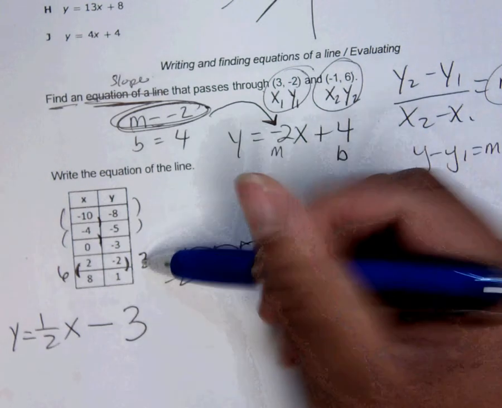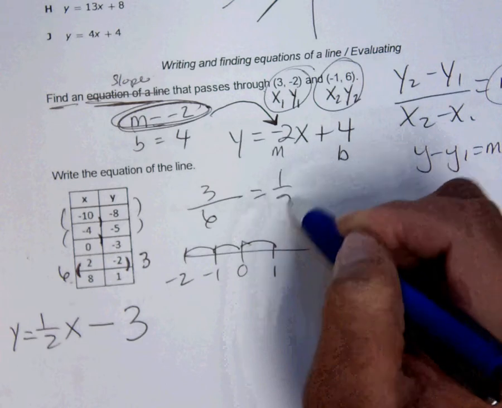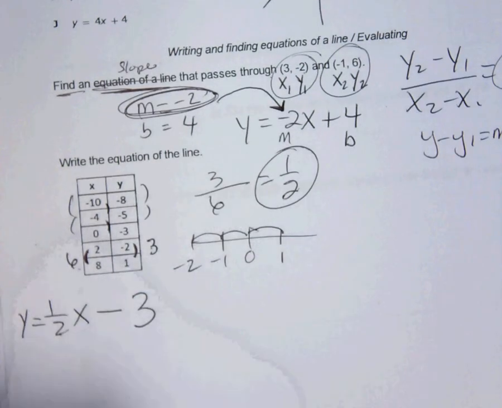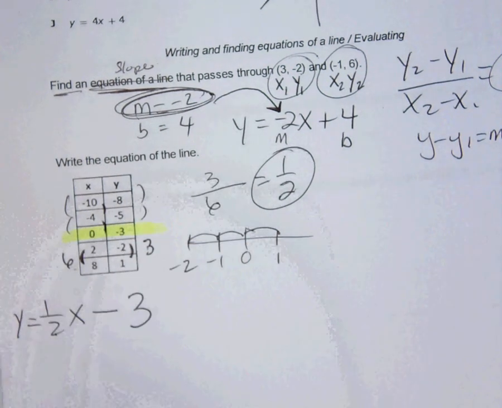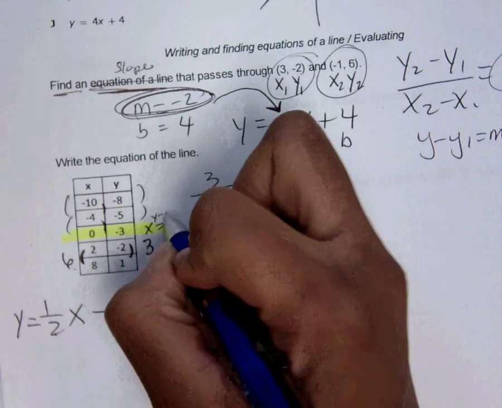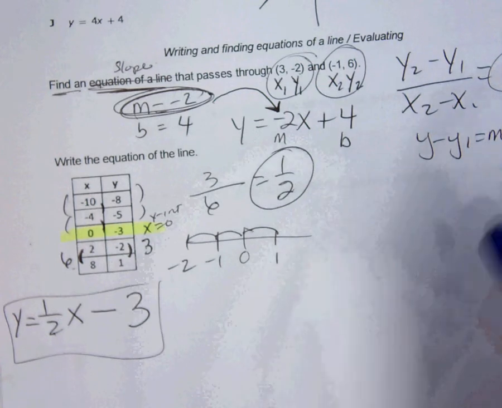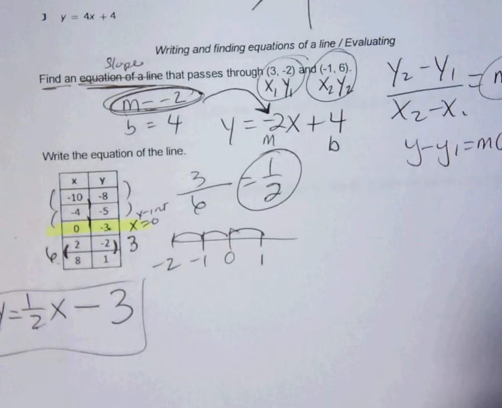So the change in y over the change in x. So the slope is 1/2. Ta-da! Isn't that what we said the slope was? Yes, it is. And did you notice that the table gave the y-intercept? Because the y-intercept is when x equals 0. That's the y-intercept. So there you have it. Same thing. 1/2 x minus 3. Next problem.